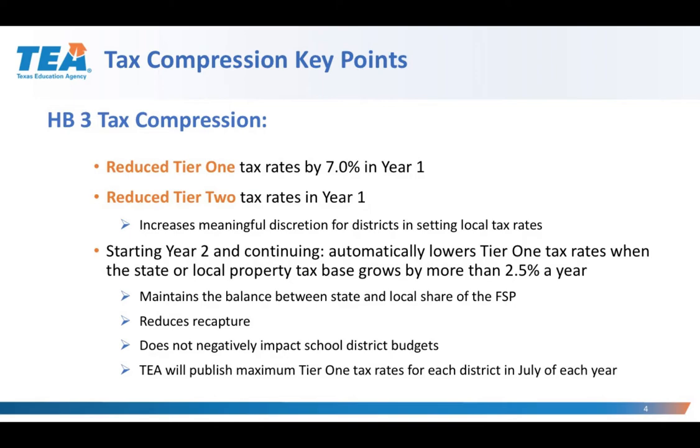HB3 automatically lowers Tier 1 tax rates when either the state or local property tax bases grow by more than 2.5% a year. This helps us maintain the balance between state and local share of the FSP. It will reduce recapture going ahead. It does not negatively impact school district budgets, and we're going to cover that shortly. And TEA will be publishing the maximum Tier 1 tax rates for each district in July of each year to make life simple for everybody.